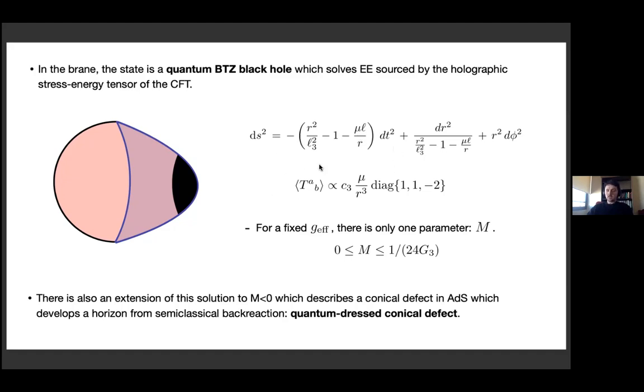And this metric solves Einstein's equations sourced by a stress energy tensor, which is traceless and proportional to the three-dimensional central charge and to this mu parameter, which is controlled by the mass of the solution. So the full quantum BTZ solution has two parameters. The first one is the effective coupling, which controls the position of the brane and fixes the theory that you're working with. The second one is just the mass of the solution. And it's peculiar that the mass is upper bounded by some value, and this is related to the fact that at some point when the black hole is large enough, it doesn't fit between the brane and the asymptotic boundary in the four-dimensional description.